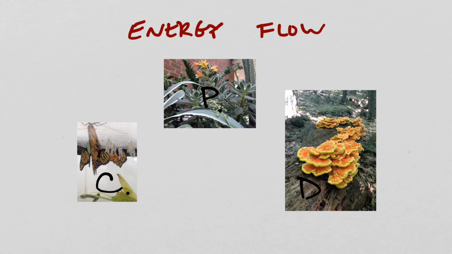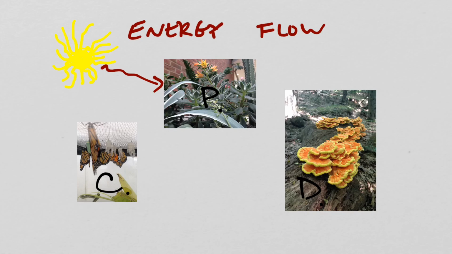Okay, same overall setup, but in addition to producers, consumers, and decomposers, we need to talk about something also very important for this process, and that is the sun. So, start at the sun. Light energy from the sun comes down, hits the earth, and is used by producers to create sugars.